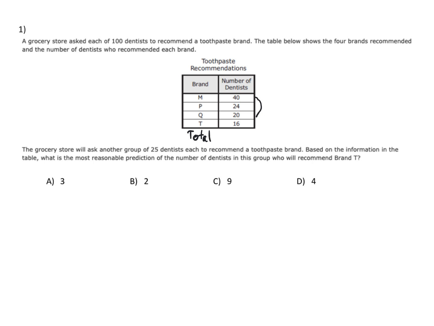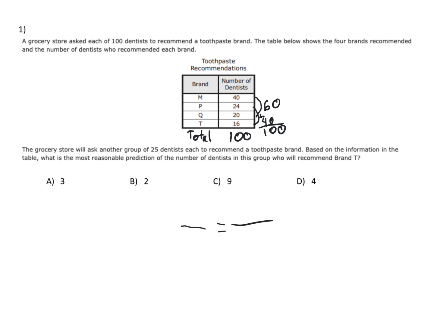40 and 20 is 60. 24 and 16: if we add 4 plus 6 that is 10, so 0, carry the 1. 2 and 1 is 3, plus 1 is 4. So we get 40. 40 plus 60 is 100. So our total is 100. Now we need to make a proportion.